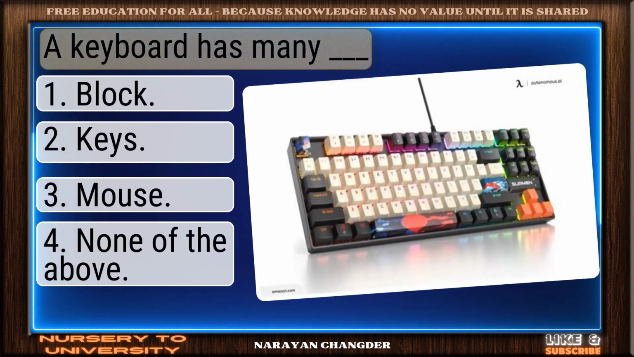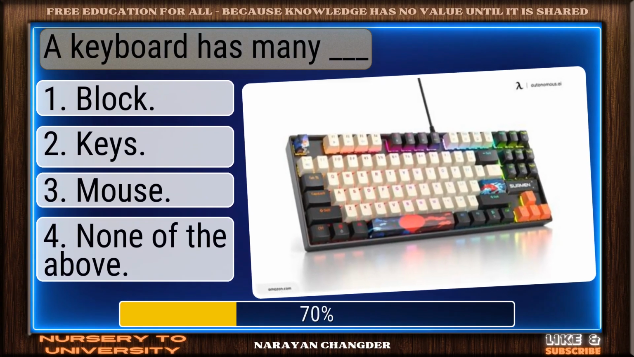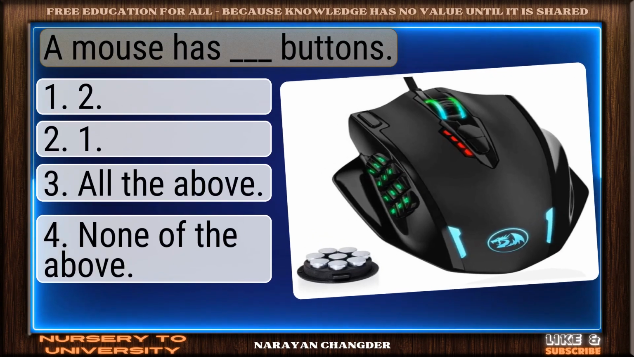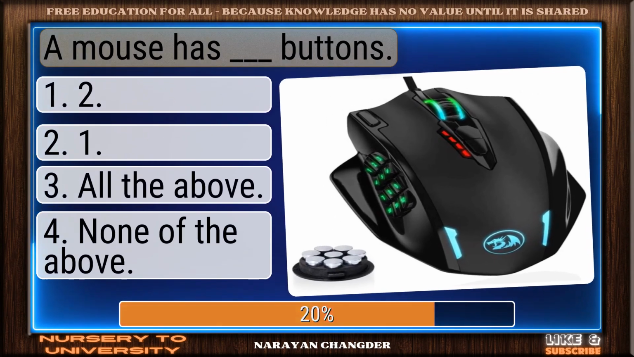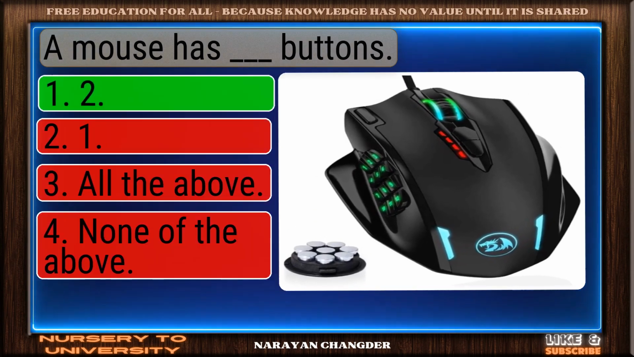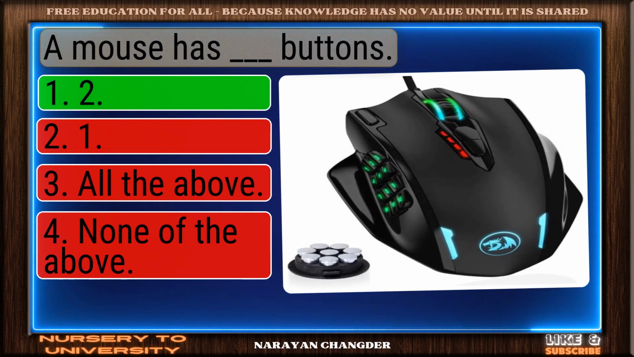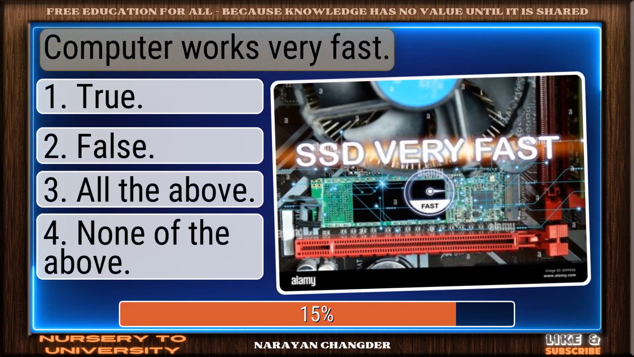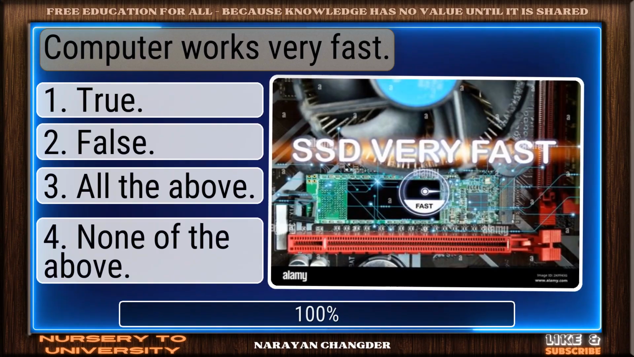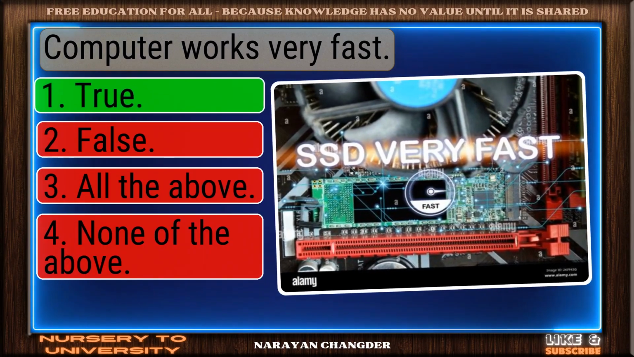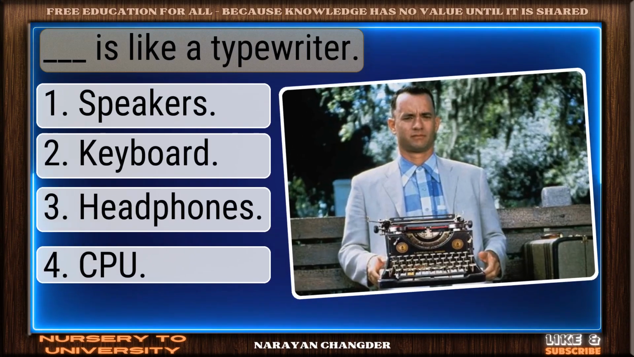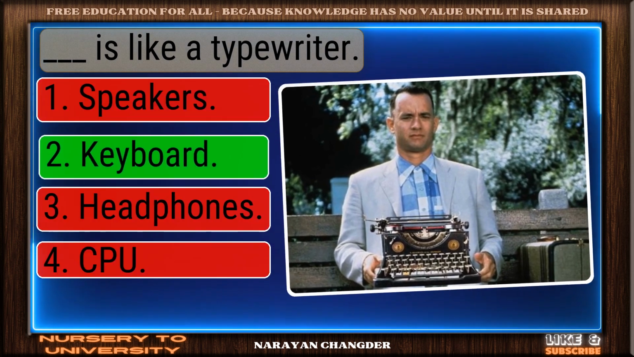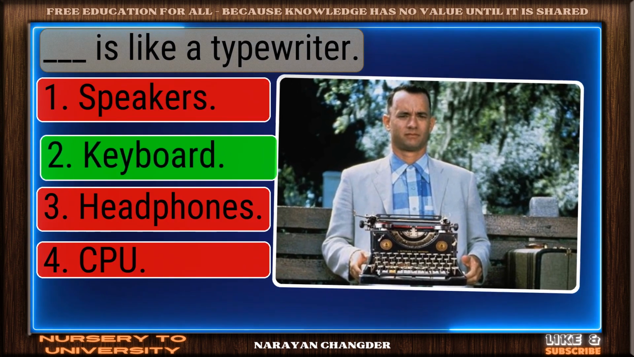A keyboard has many dash. Strong choice. Keys is right. A mouse has dash buttons. Excellent. 2 is well reasoned. Computer works very fast. Well reasoned. True is correct. Dash is like a typewriter. Well done. Keyboard is right.